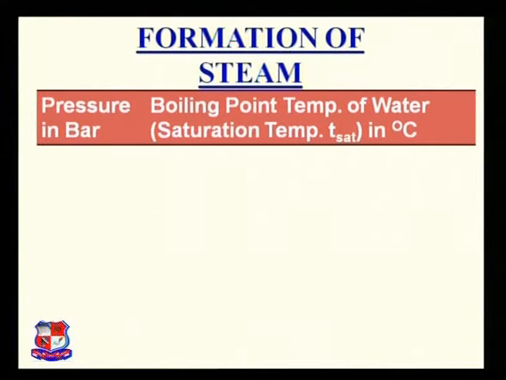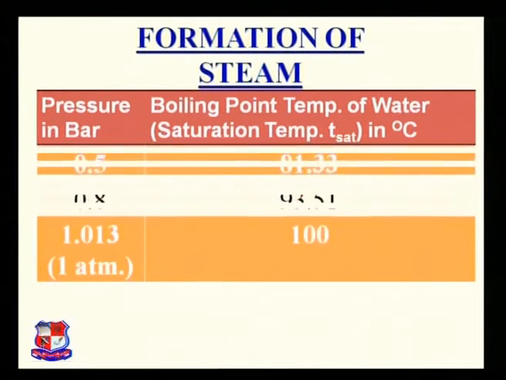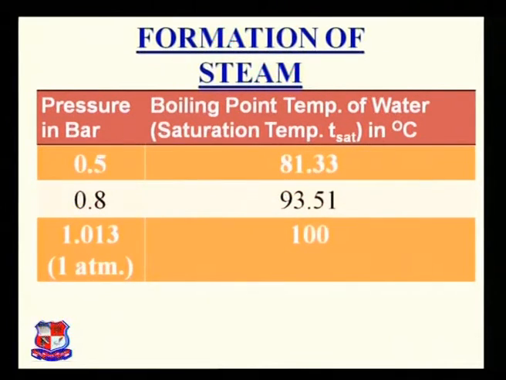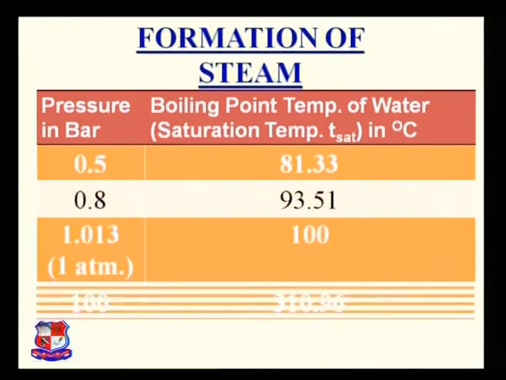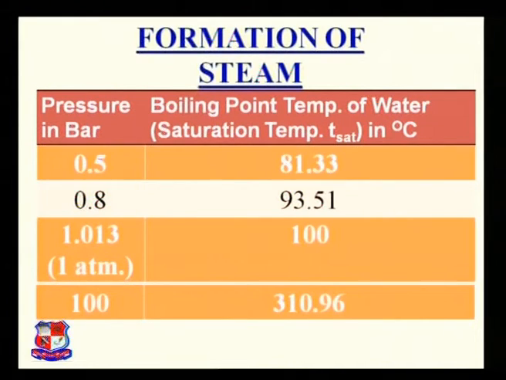When the pressure on the water decreases, the boiling point temperature, or you can say the saturation temperature of water, decreases. So as the pressure has reduced, the saturation temperature of water has reduced, and if the pressure on the water increases, the saturation temperature increases.